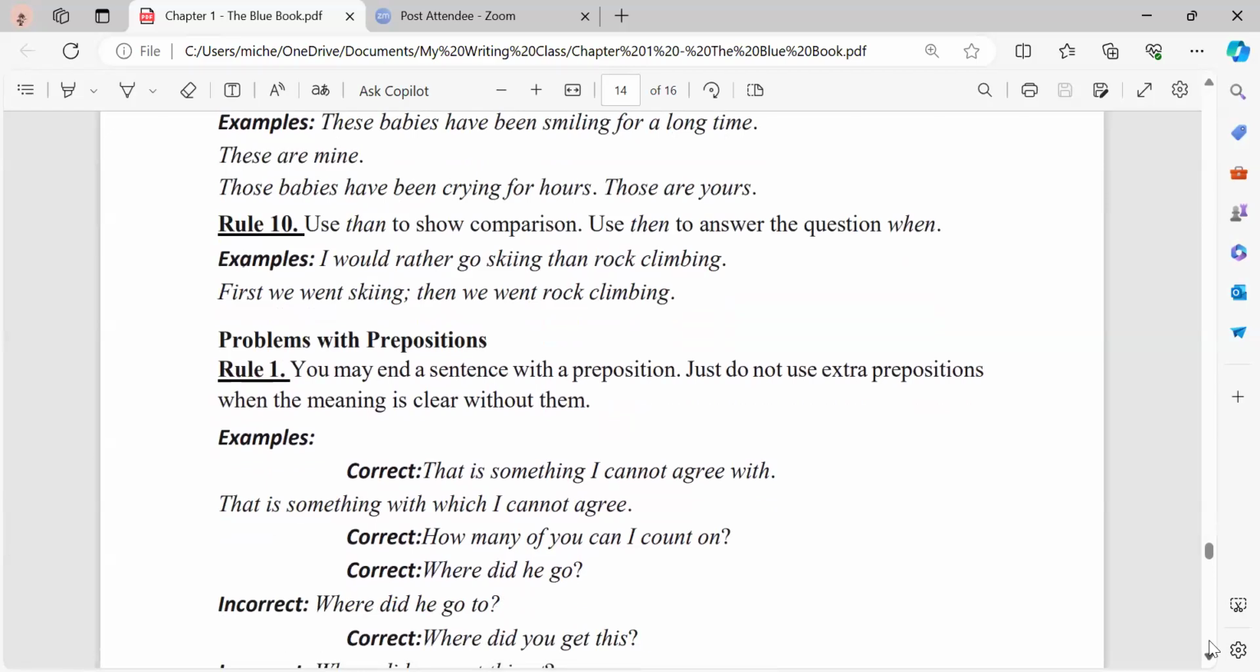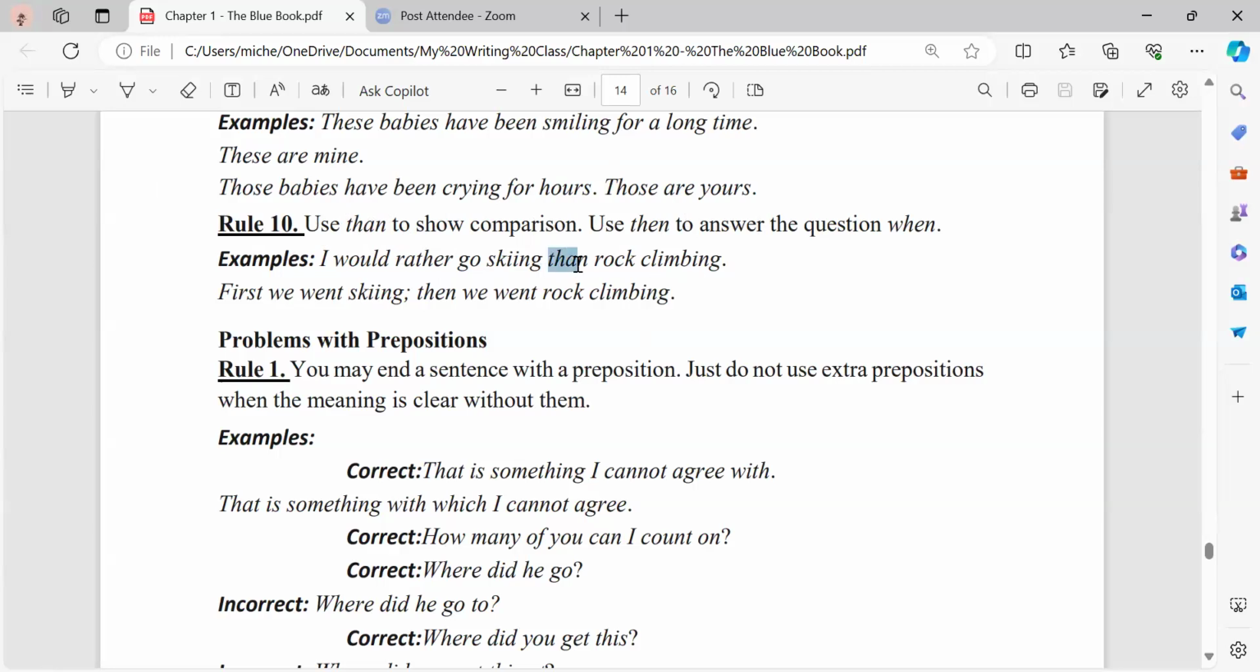Okay. So now we have rule number 10. Use than to show comparison. Use then to answer the question when. I kind of forgot the word to describe this kind of thing. It's sort of like they have the same pronunciation, but they have different spellings, like than versus then. Sometimes we can make a mistake on writing this. So than with an A is used for comparison, but then with an E is to answer the question when. So I would rather go skiing than rock climbing.